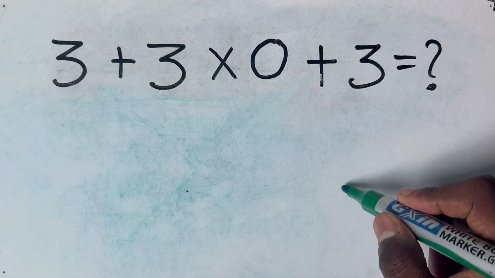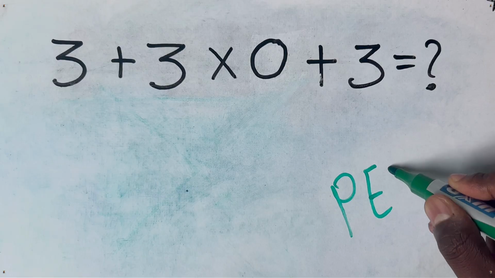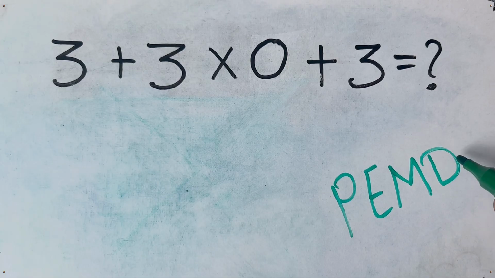Because according to the order of operations, which is PEMDAS, P stands for parentheses, E stands for exponent, M and D stand for multiplication and division, A and S stand for addition and subtraction. So first we have to do the multiplication, then the other addition operations are done from left to right.